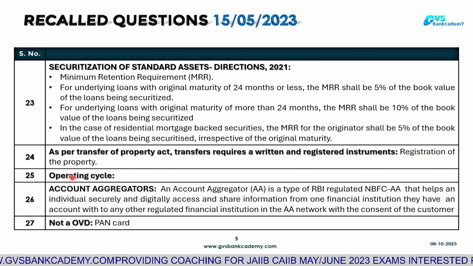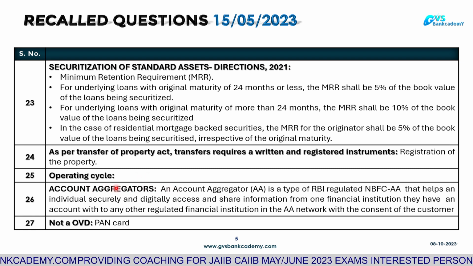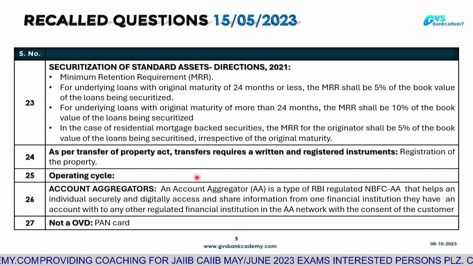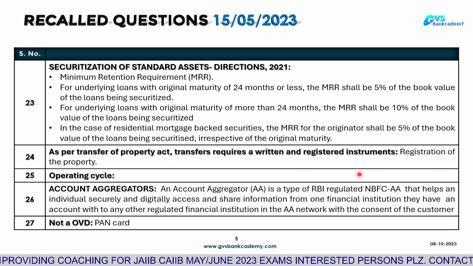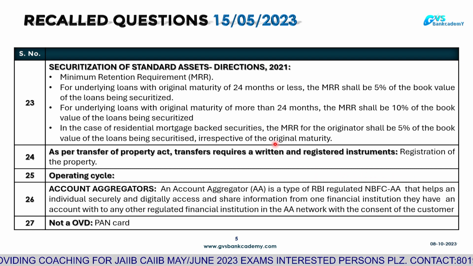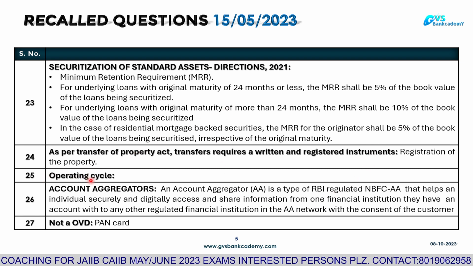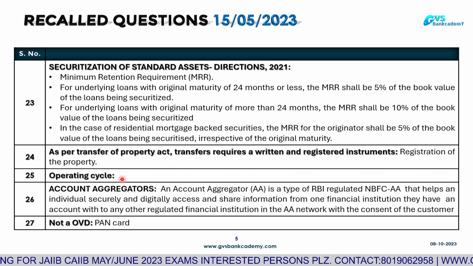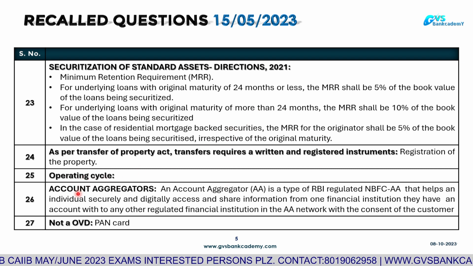Question number 25: operating cycle, in working capital assessment. It is the conversion of cash into raw material, into semi-finished goods, into finished goods, then credit sale, and then to cash sale. This cycle is called the operating cycle. Normally in working capital management, the operating cycle is generally 3 months, 90 days. Cash to cash conversion is the operating cycle.